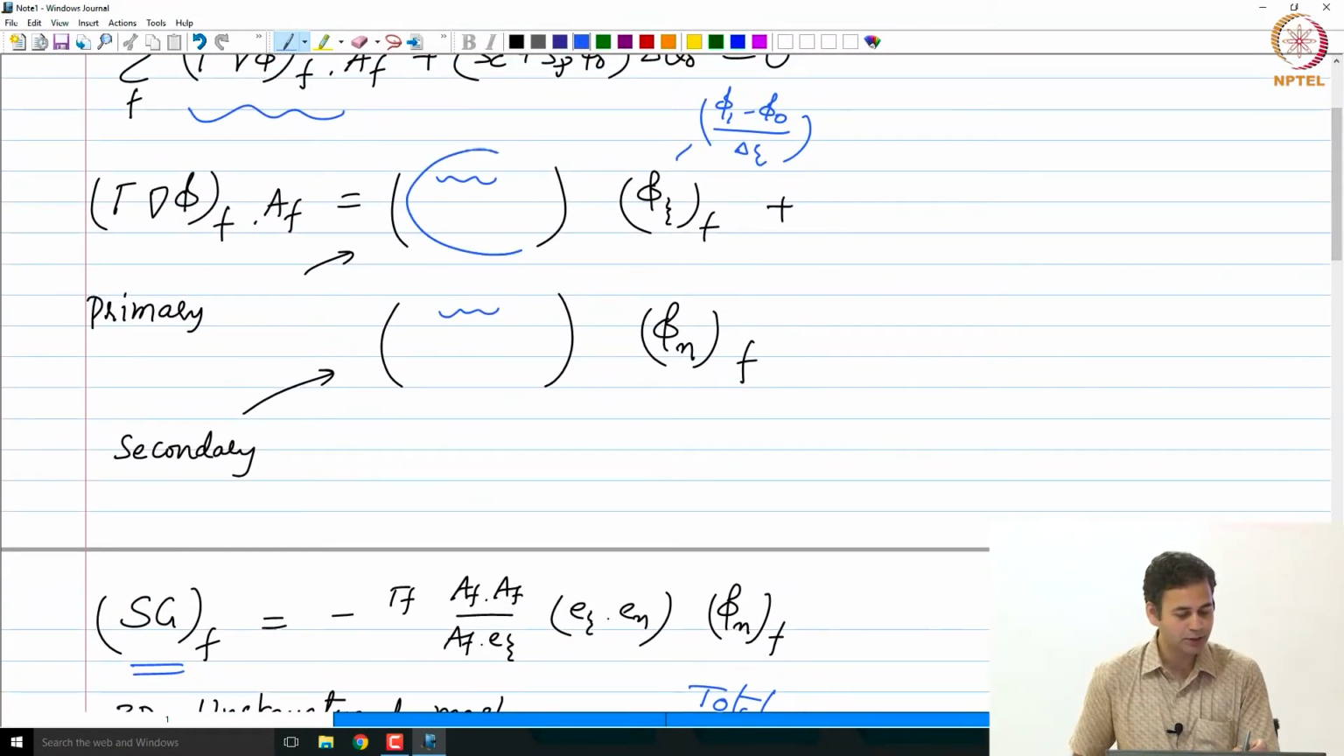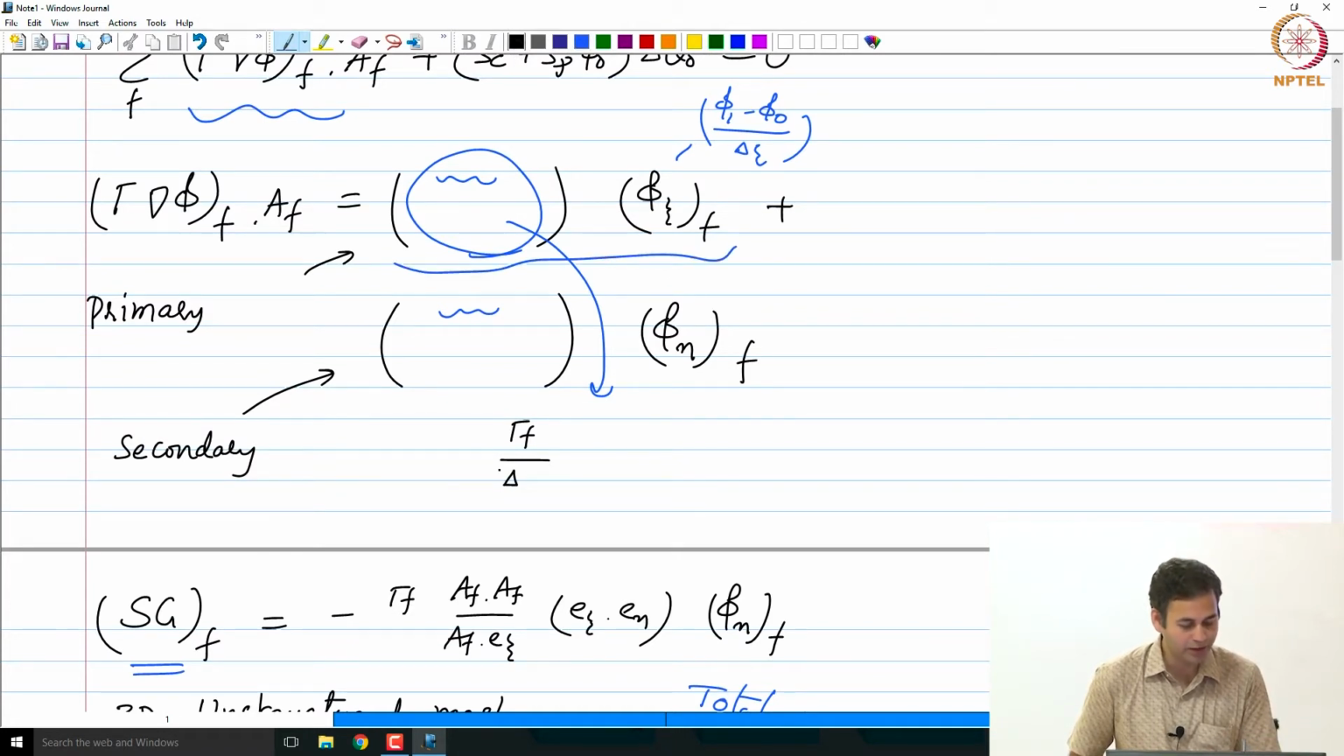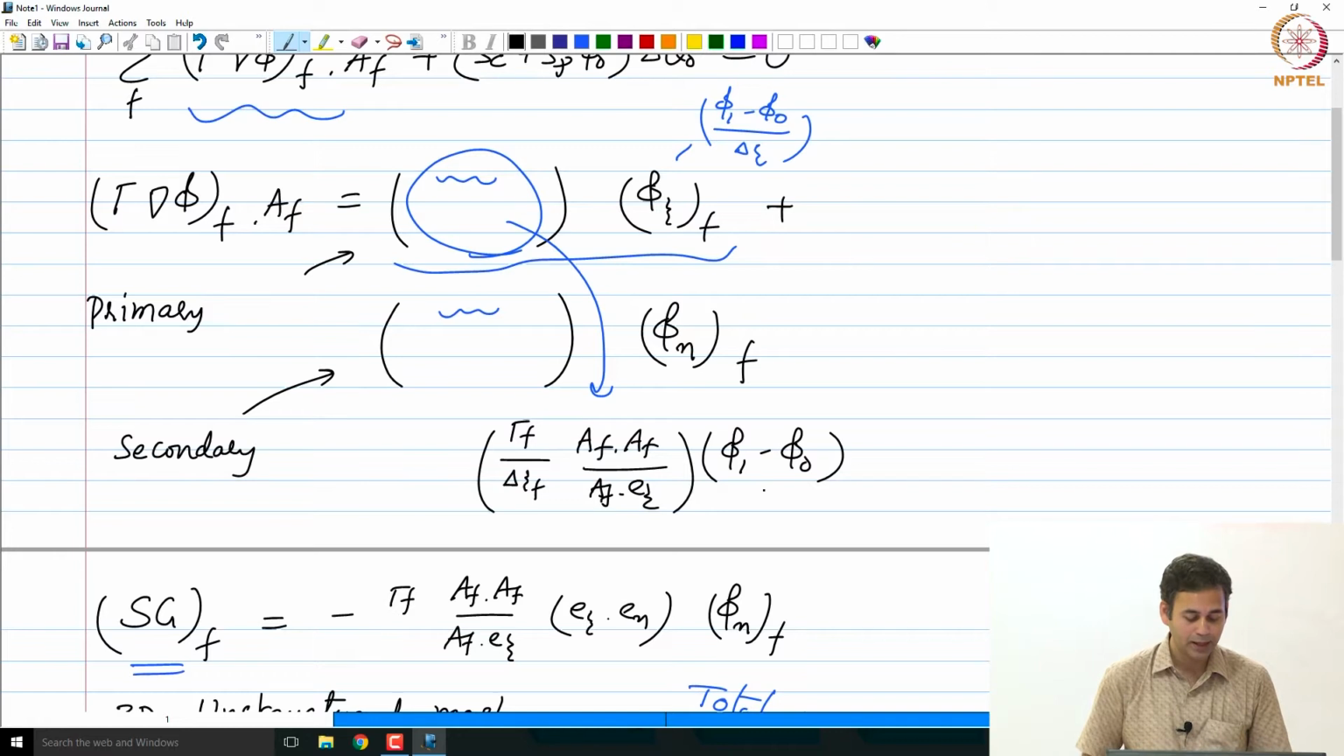So whatever was this primary gradient, how much was this? This entire term we wrote as gamma_f by delta xi_f, A_f dot A_f by A_f dot e_xi, times phi 1 minus phi 0. That means, what is the coefficient here? This entire term in the parenthesis is the coefficient that goes into a_nb, as the coefficient of phi 1, and then this is also going into a_P as a coefficient of phi 0, but the a_P terms would go to the right hand side.